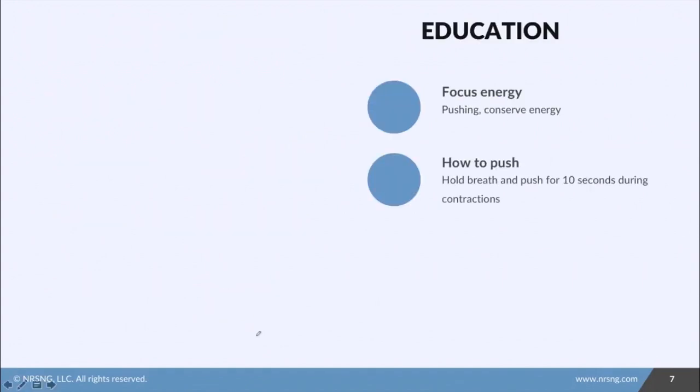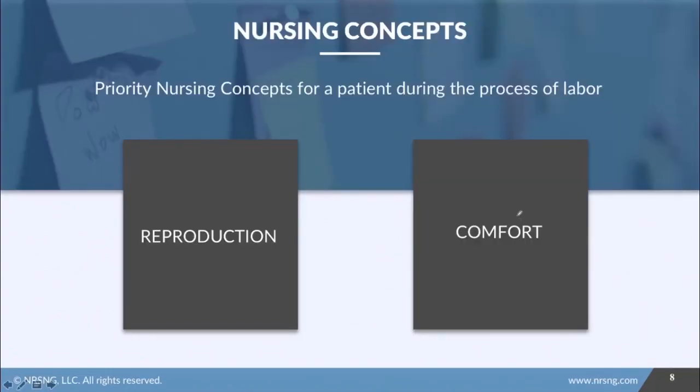Our education that's needed is going to be how to focus her energy. So how to push when it's time to push, or how to conserve her energy between contractions. And then how to push. So she needs to hold her breath and keep that breath in for 10 seconds for each contraction. Our nursing concepts for a patient in the labor process are going to be reproduction and comfort. We need to make her feel comfortable during the process to help make everything go smoother.